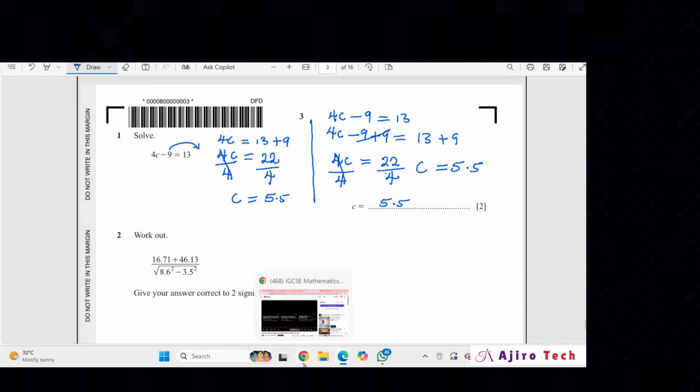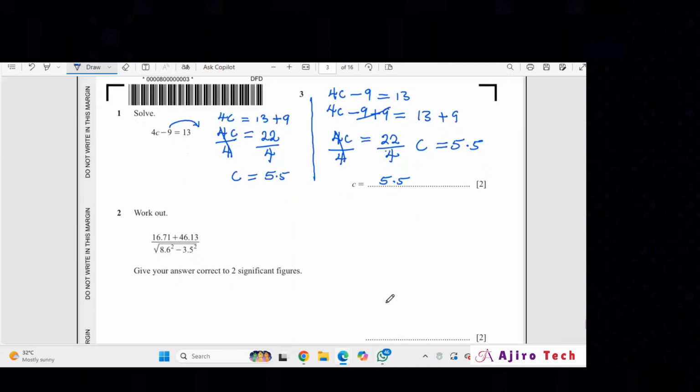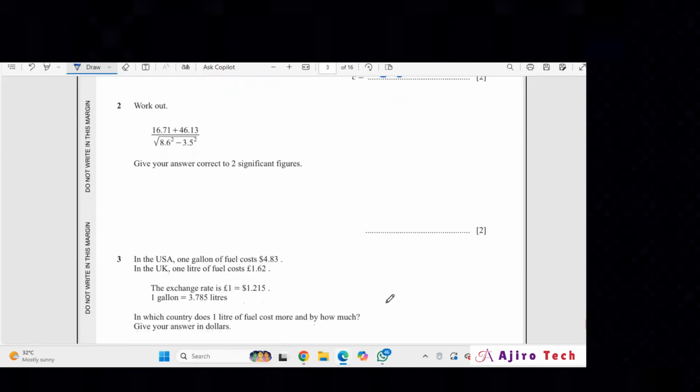Okay, no question. So the next one we're asked to do is this: work out this. How do we work out this now? What you just need to do here is add the numerators together. If you pick your calculator up, add 16.71 to 46.13. If you do that, I think it will give us 62.84. That is with my calculator. This is what I have here.